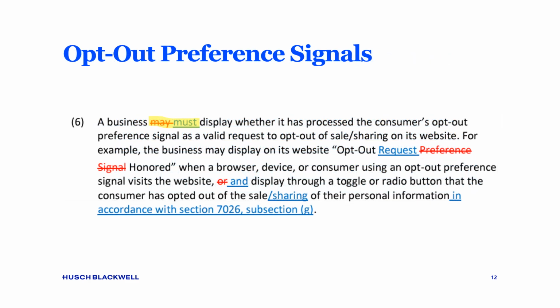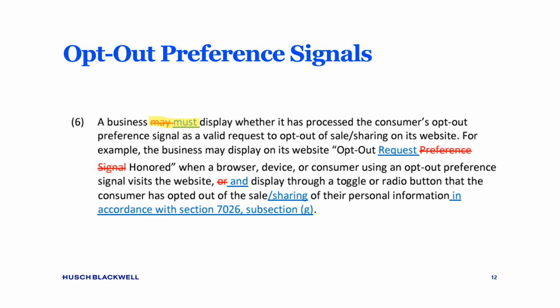Okay, opt-out preference signals. This could be a change that could cause some practical headaches. For background, the CCPA regulations require businesses to recognize the global privacy control signal today. If you are using tracking technologies and you are not recognizing the global privacy control signal, you should. So that's a requirement today.